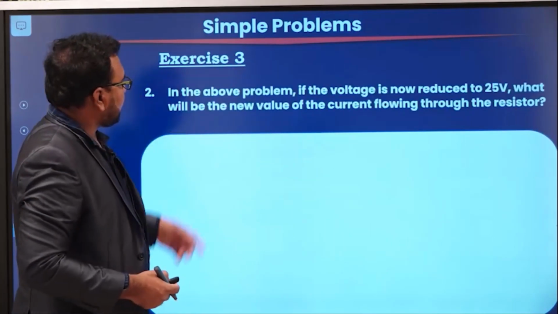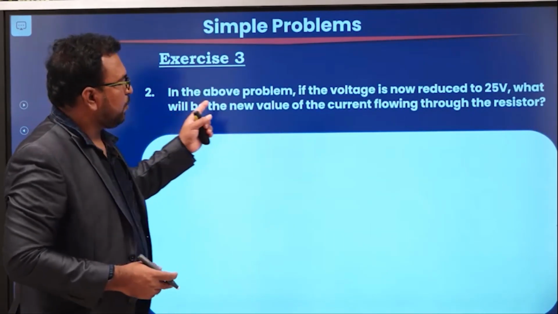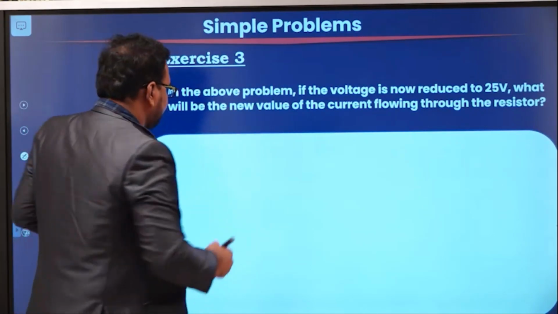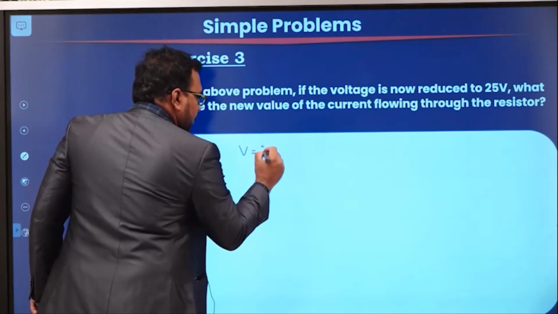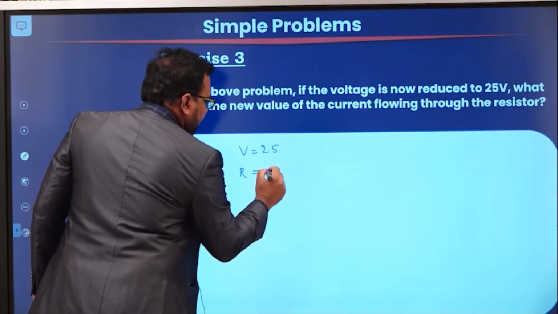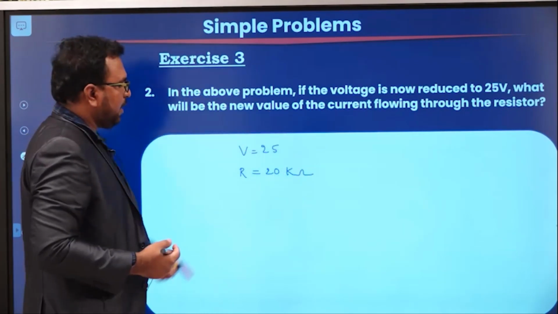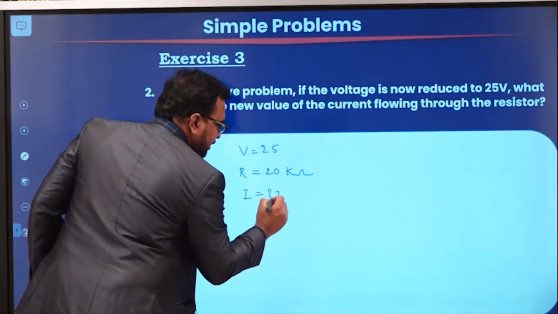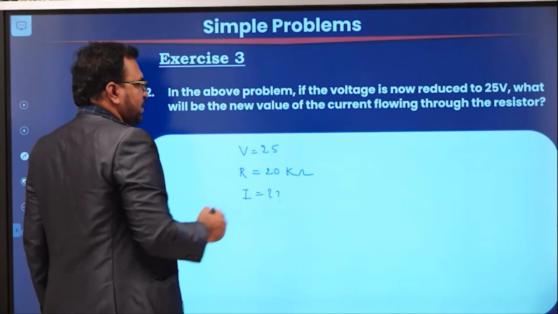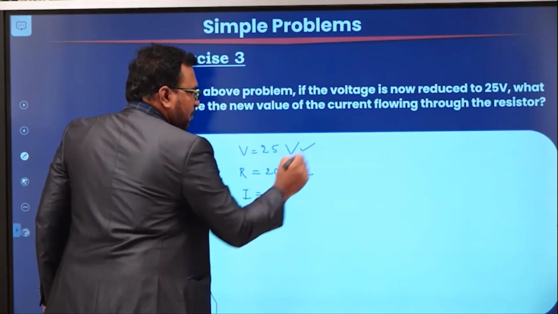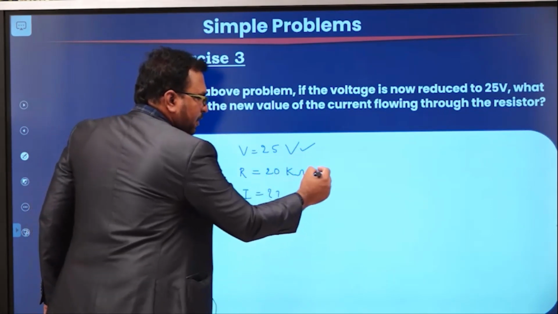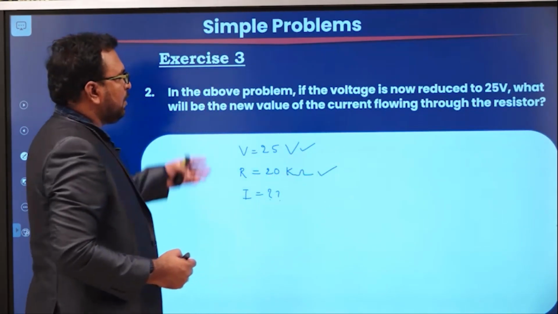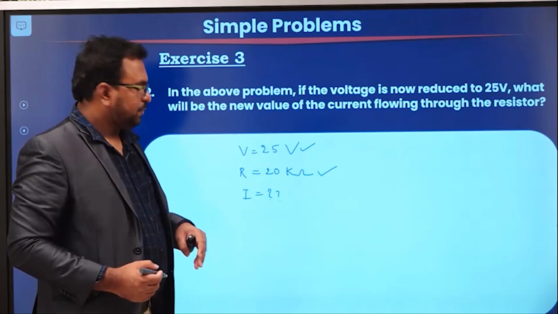Now, what is the second problem? Here the voltage is reduced to 25 volts. That means voltage is 25. R is already calculated; in the previous problem I calculated it as 20 kilo ohms. Now the unknown quantity is current in the second case. Only thing is the voltage is reduced to 25 volts and R we have taken from the previous problem. Now what is the value of the current?